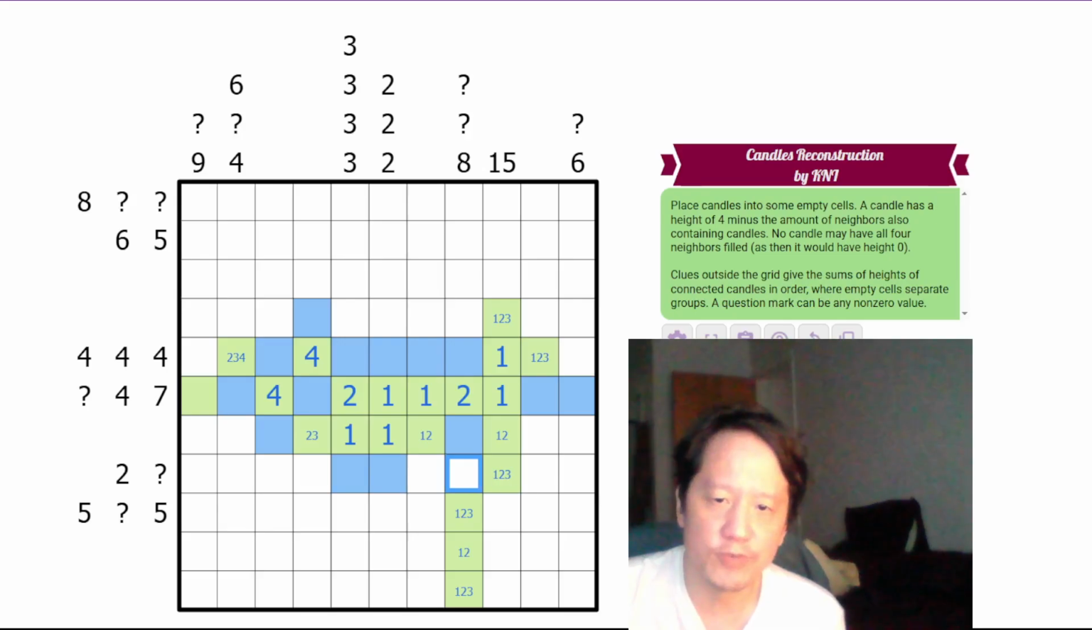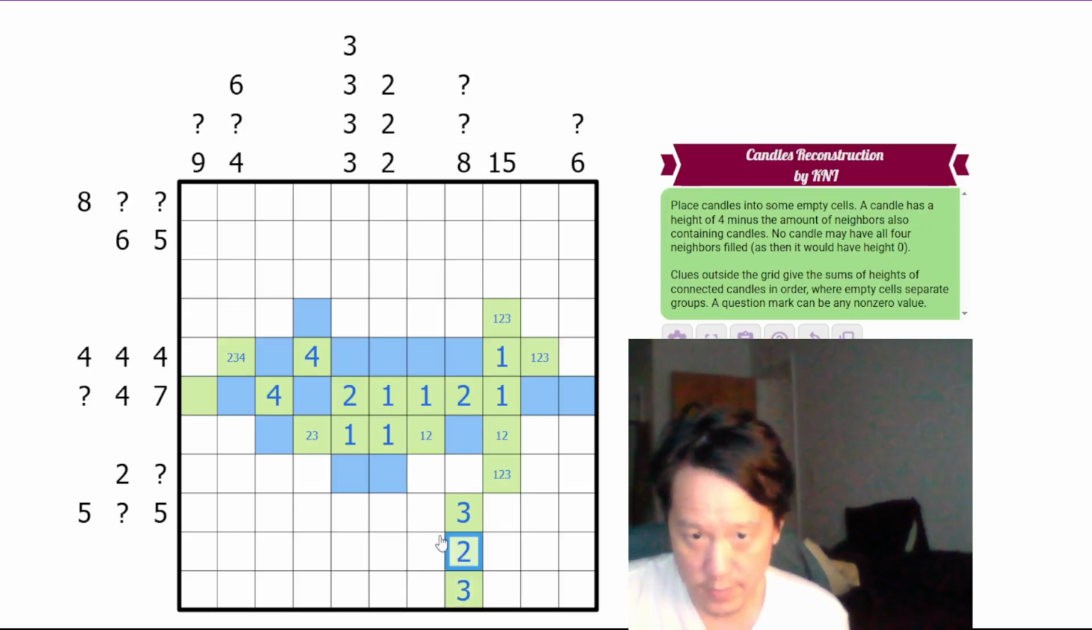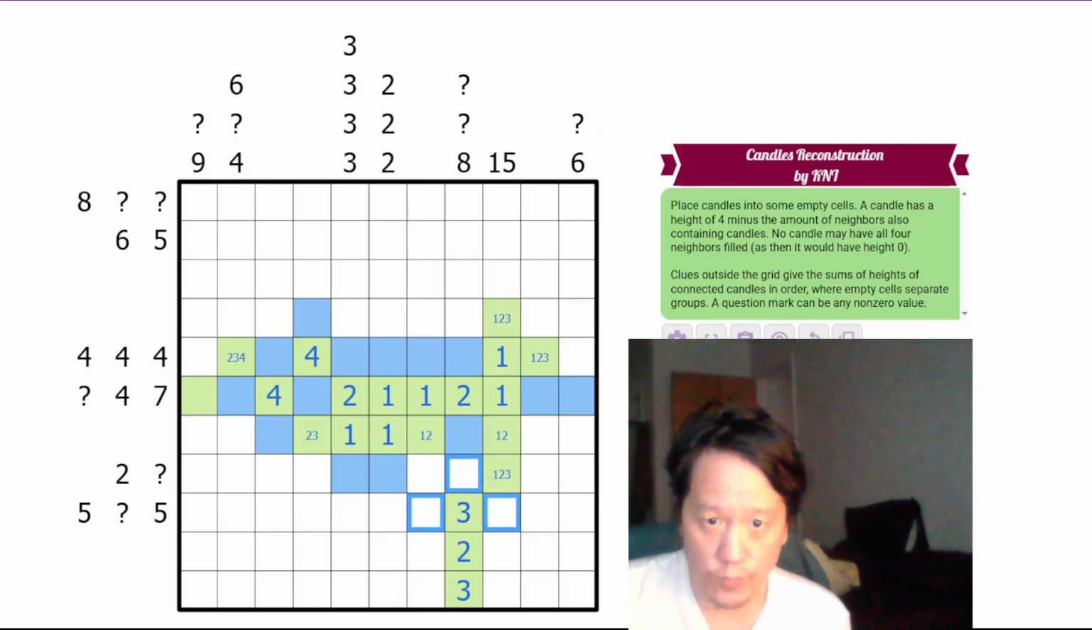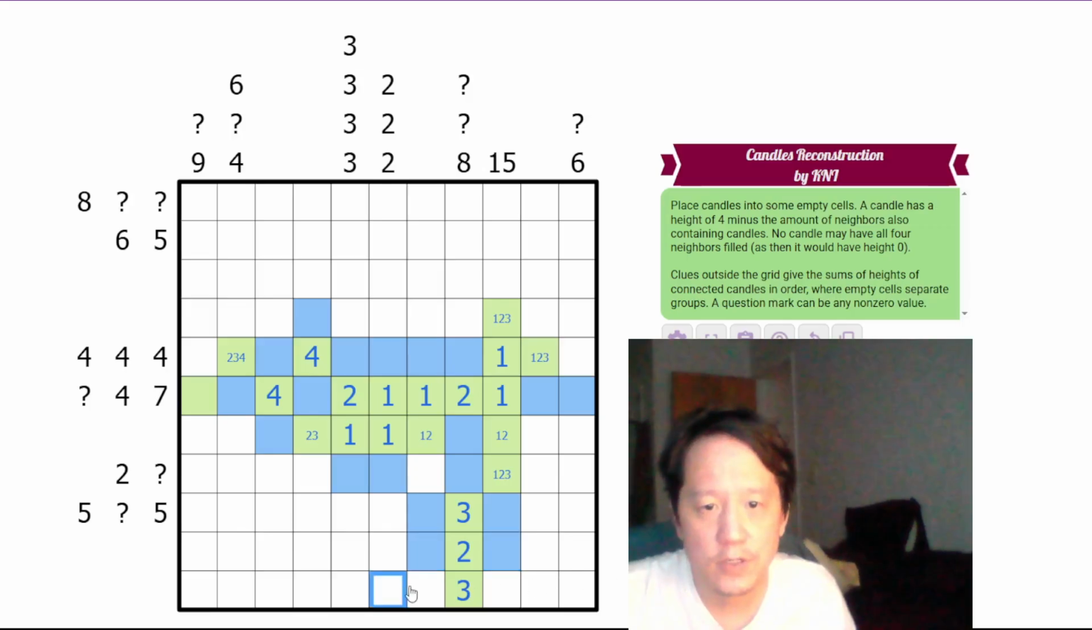What happens if we make this a 3? So can we have 3, 2, and 3 there? 3 neighbors without candles. Neighbors with candles is 1. Neighbor with candles is 2. Neighbors with candles is 1.